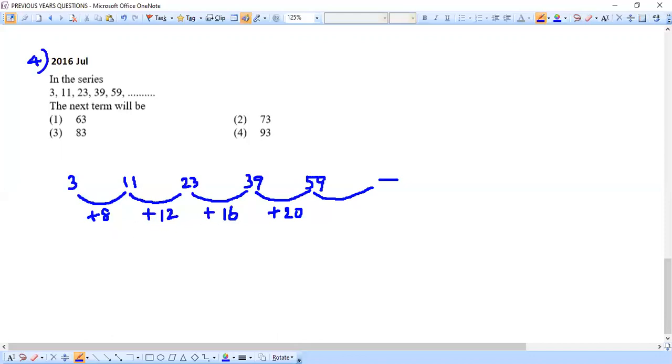See, this is 8. This 8 is nothing but 4 twos are. Correct? I will write it here, exactly below this 8. 4 twos are 8. Next I have 12. 4 threes are 12. Next 16 is 4 fours are 16. And this 20 is 4 fives are 20. I think now we can very easily catch the pattern.